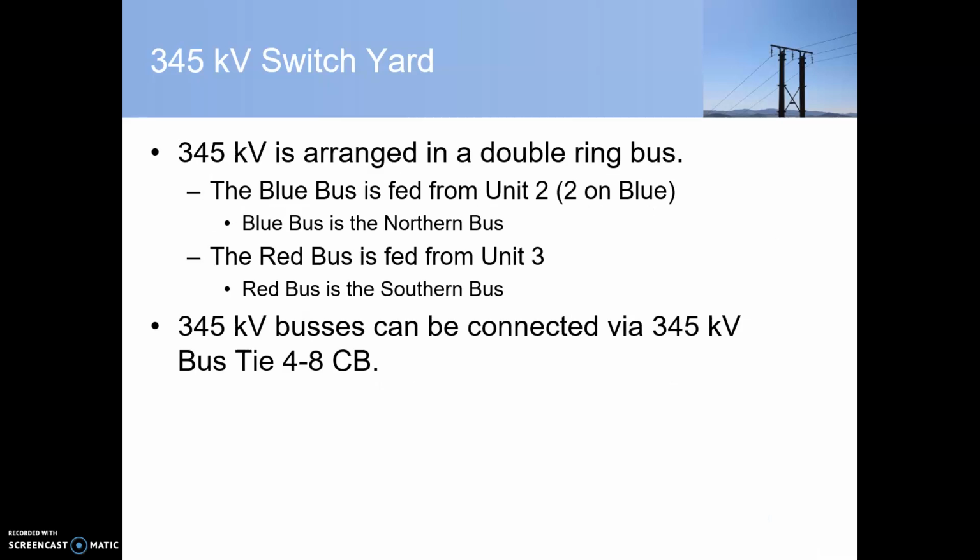The 345 kV switchyard is arranged in a double ring bus. The blue bus is fed from unit 2. And an easy way to remember this is that 2 is on blue. The blue bus is the northernmost bus in the switchyard. The red bus is fed from unit 3. The red bus is the southernmost bus. The 345 kV buses can be connected via the 345 kV bus tie 4/8 circuit breaker. In a future objective, we will look at the double bus arrangement, and I will show you what the blue bus and red bus are.